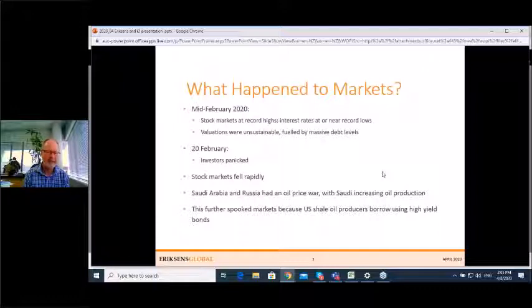That was partly compounded by the fact that Saudi Arabia and Russia decided to have a tiff over oil. Both countries are producing more, especially the Saudis, and that more than halved the price of oil. So this further spooked markets because US shale oil producers borrow to develop their fracking using high yield bonds. So bond markets were under pressure.